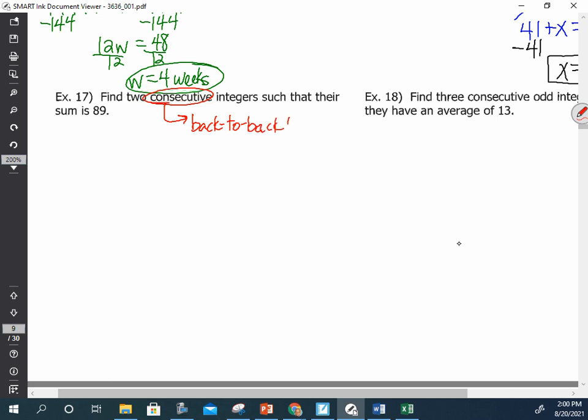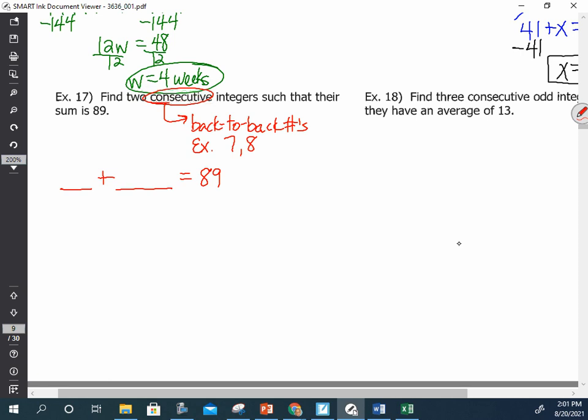Back-to-back numbers, numbers that follow each other. So, for example, 7 and 8 are consecutive integers because 8 comes after 7, immediately after 7. So numbers that follow each other are consecutive integers. So they want us to find 2 consecutive integers such that their sum is 89. So we need something plus something else to equal 89. And these two numbers have to be one right after the other.